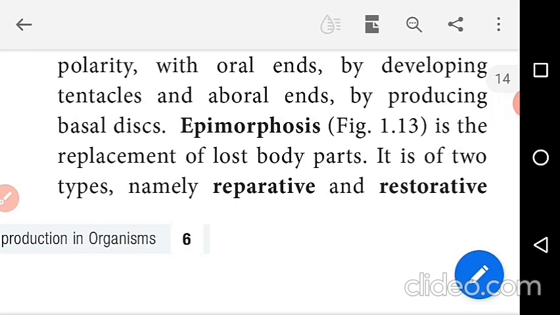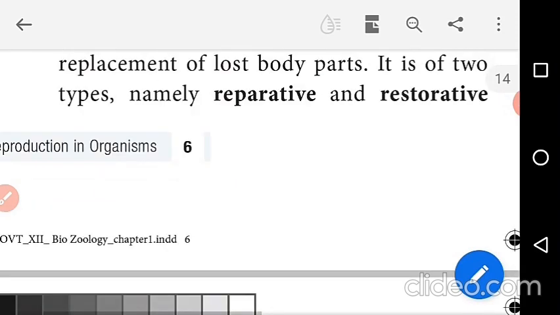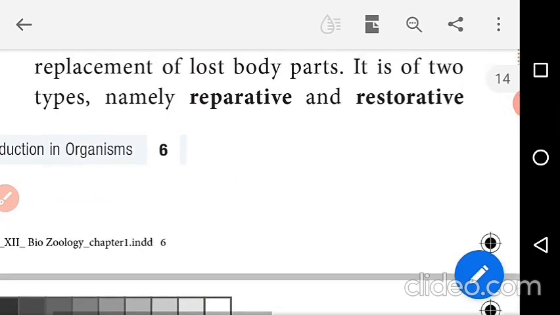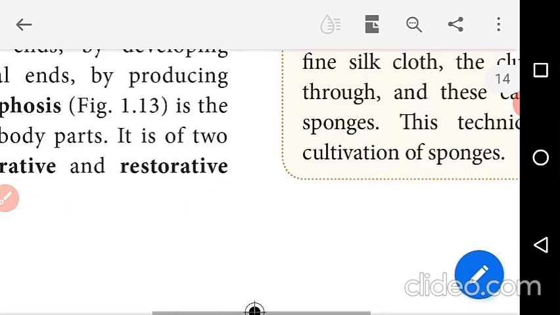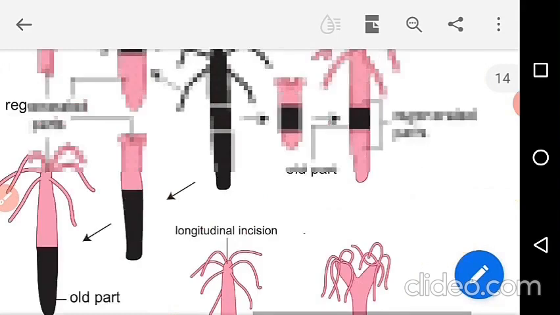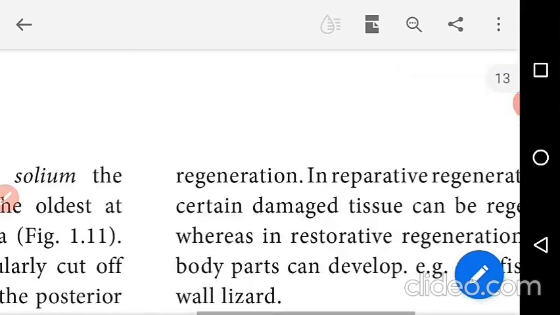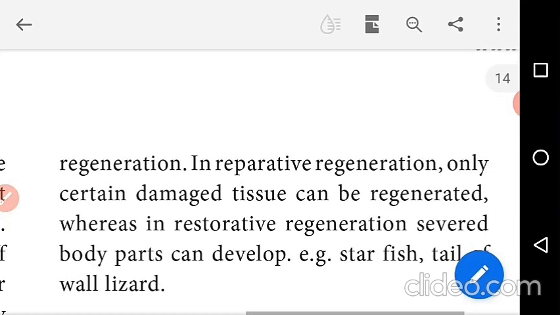That is called epimorphosis. Then again, epimorphosis has two types: one is reparative and the other is restorative. These are the two types of epimorphosis. One is reparative regeneration, where only certain damaged tissues can regenerate.